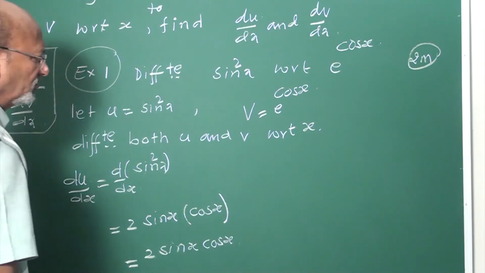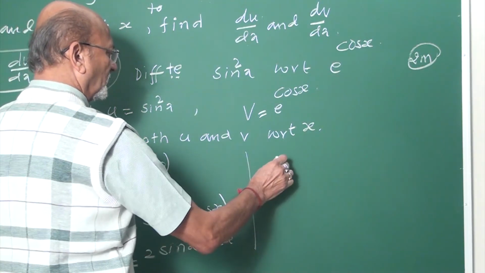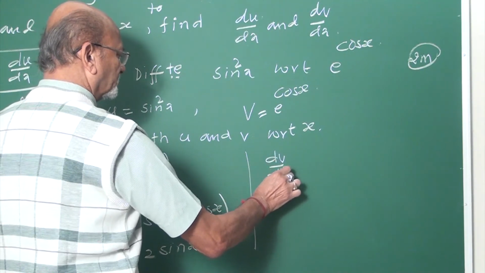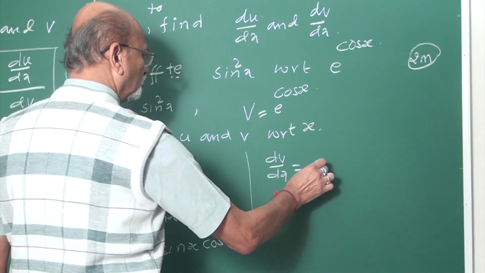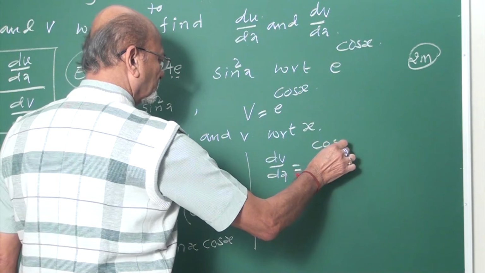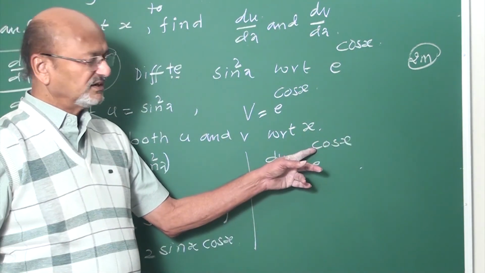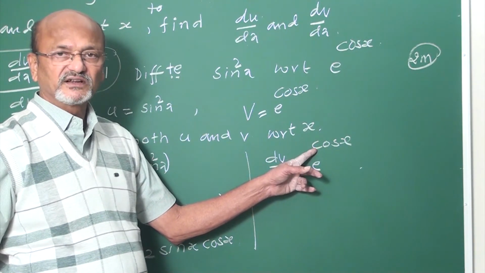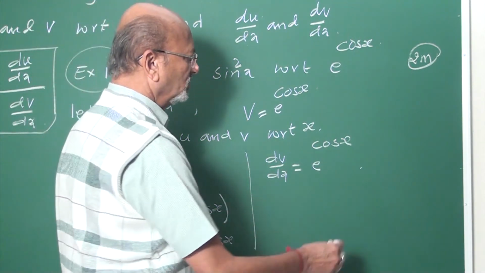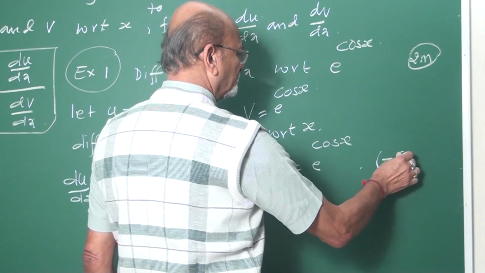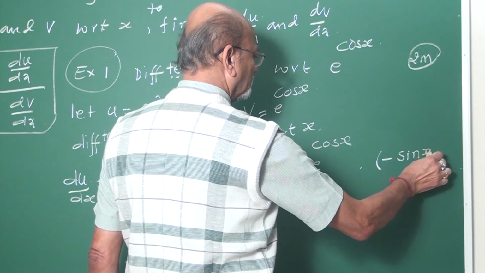Keep it as it is, we will see. Next is dv by dx. My friends, e to the power f as it is. Look at the power. Is it x? No. If it is other than x, write its derivative. So, the derivative of cos x is minus sin x.